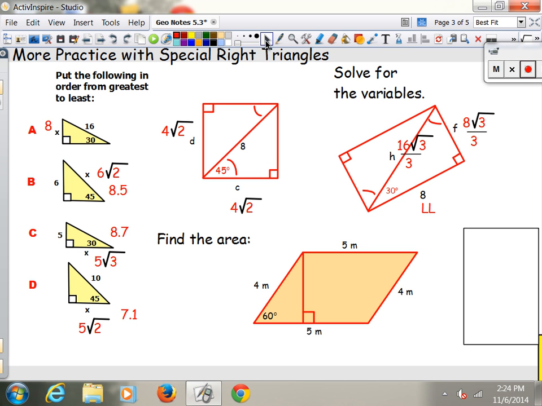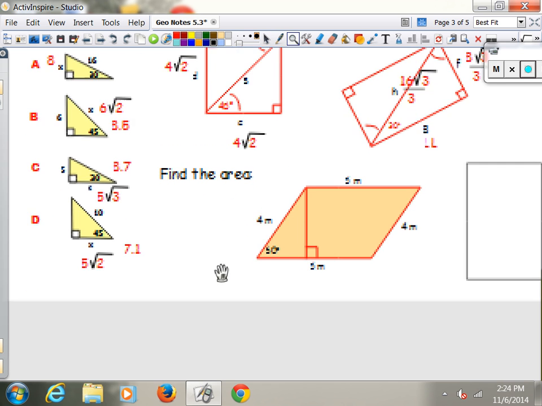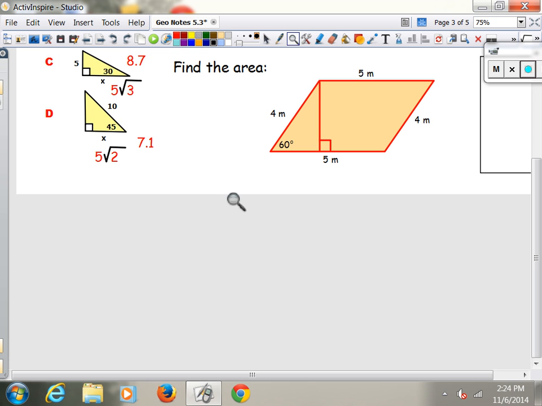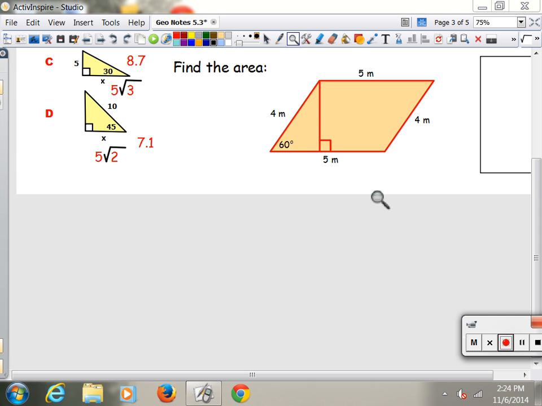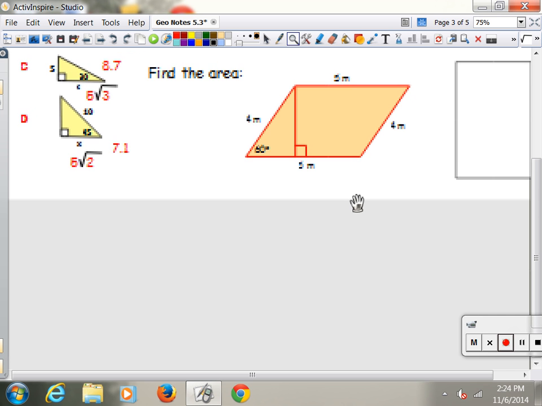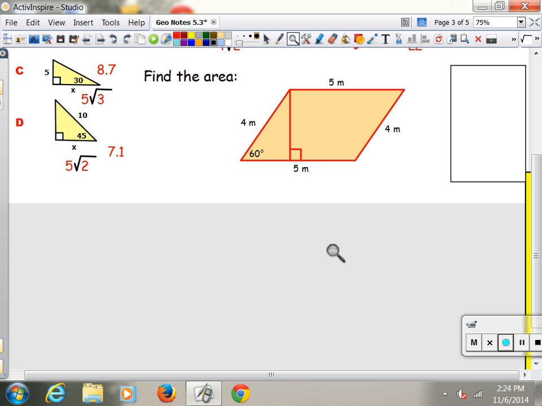Okay. All right, find the area. Area of this parallelogram. Who knows the area formula? What do you got? Base times height. No, 1/2 base times height. If you're finding a triangle, you would have it right. We want a parallelogram.